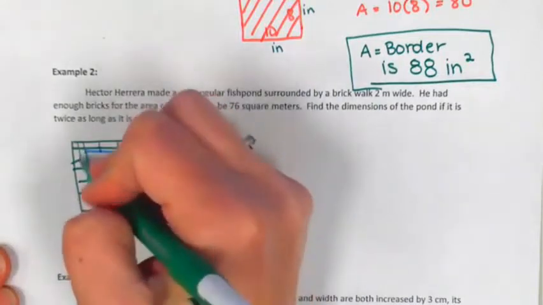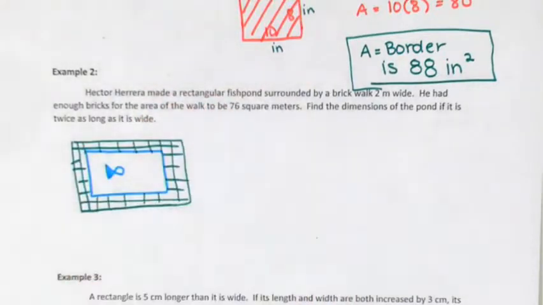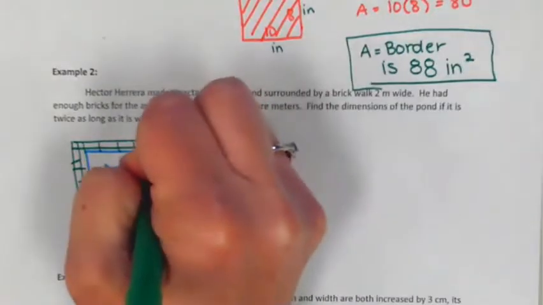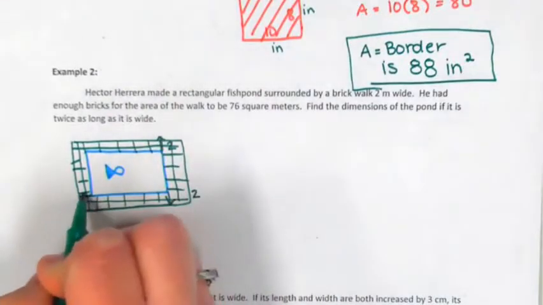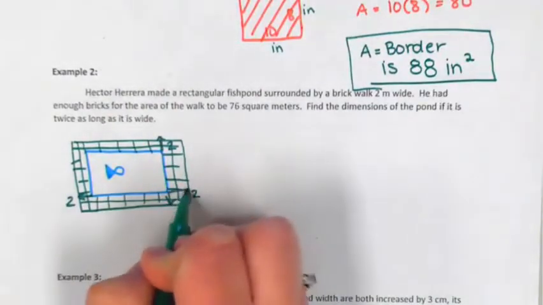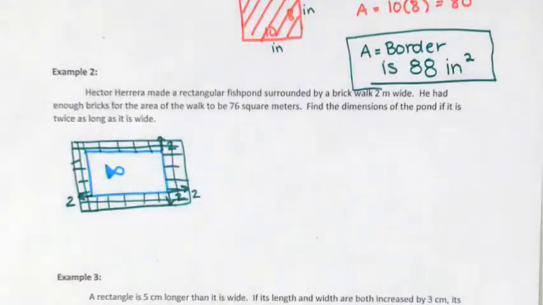So we got a brick walkway. All right. And we know the brick walkway is what? 2 meters each direction, right? So this is by 2, this is by 2, this way's by 2, this way's by 2. Okay. You guys okay with that so far? All right.